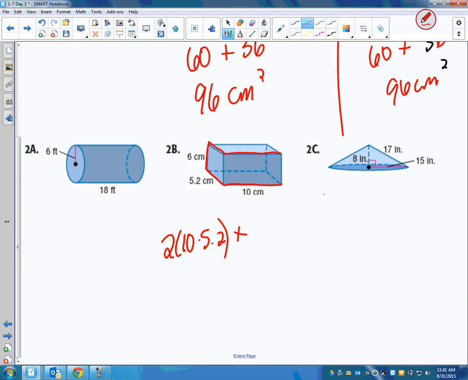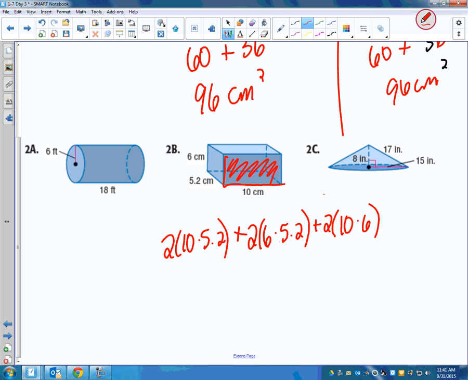plus, aren't both ends going to be the same? And you can take 2 times 6 times 5.2. And what haven't I counted yet? The other ones. Which are the other ones? I did the top and the bottom, right? I did either end. I'm going to call it the front and the back, like this part, which would be 2 times 10 times 6, 10 by 6. And that's how I do surface area.